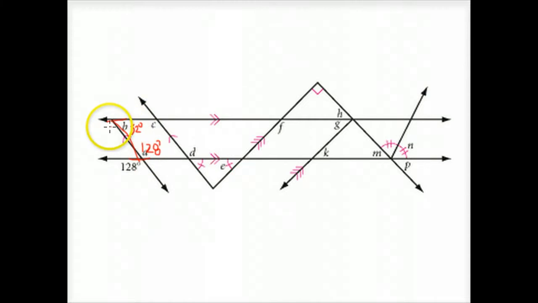And now we have, again, B and C are along this transversal, and again, they are same side interior angles. So 180 minus 52, we're back to 128. Okay. If we now look at these two parallel lines, look at angle D, this is the transversal. So we have alternate interior angles. So D is also equal to 128 degrees.